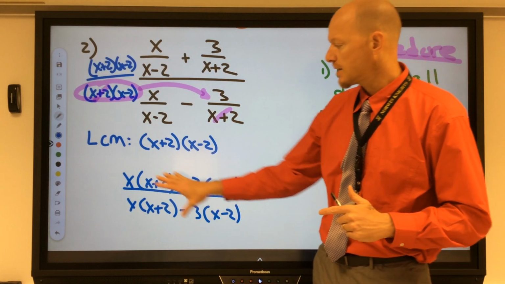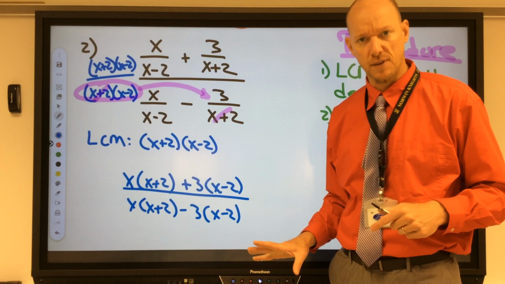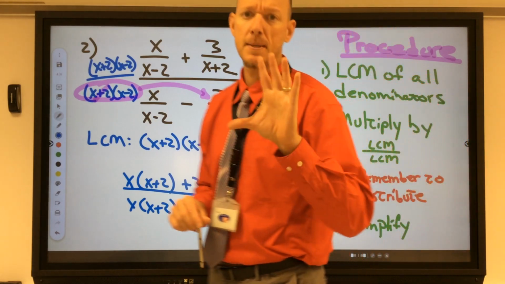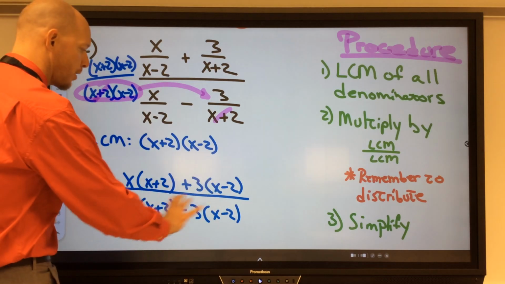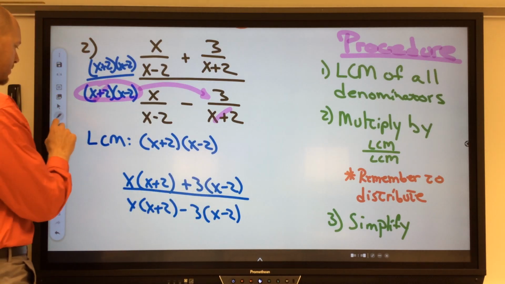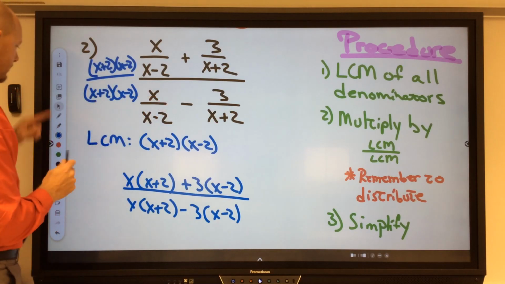But also realize that these are actually terms, so I can't start trying to reduce anything. That's where some students might be tempted to reduce things. I can't do that just yet. I have to actually multiply this out and then go through the simplification process. So let's clean this up a little bit here.